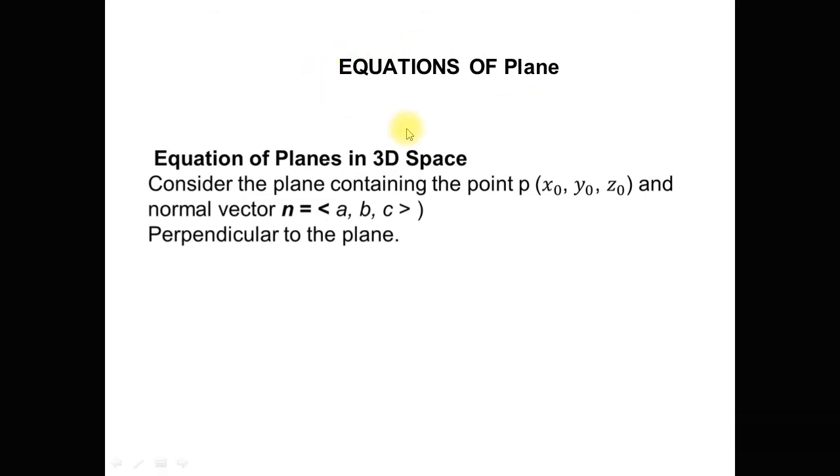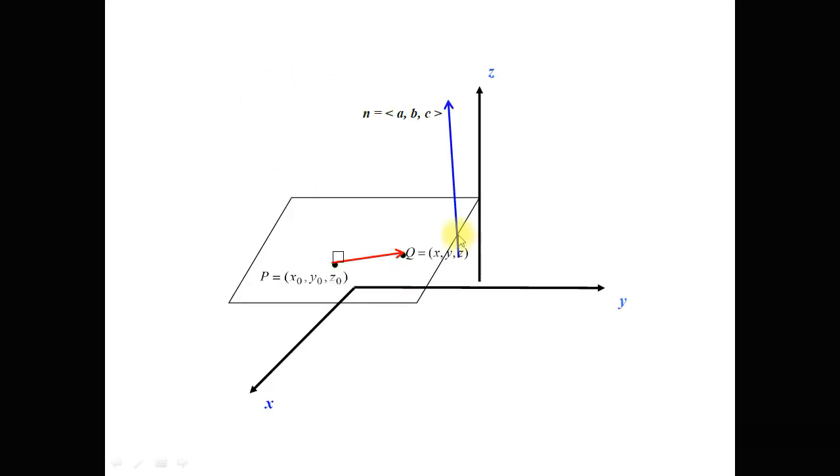For the equation of plane in 3D space, consider the plane containing the point P whose coordinates are x0, y0 and z0, and the normal vector n whose components are a, b and c. This normal vector is perpendicular to the plane, and you see over here in this slide, this is a plane in 3D space, with x direction, y direction and z direction. So this is the plane. P, Q are points of the plane, and this is the normal vector to the plane.